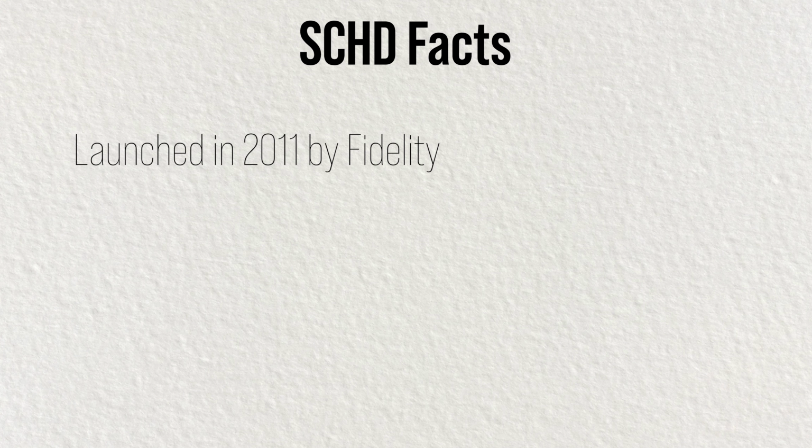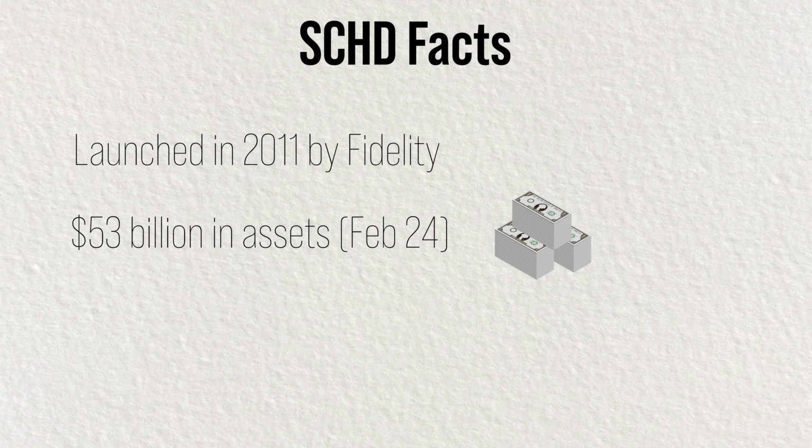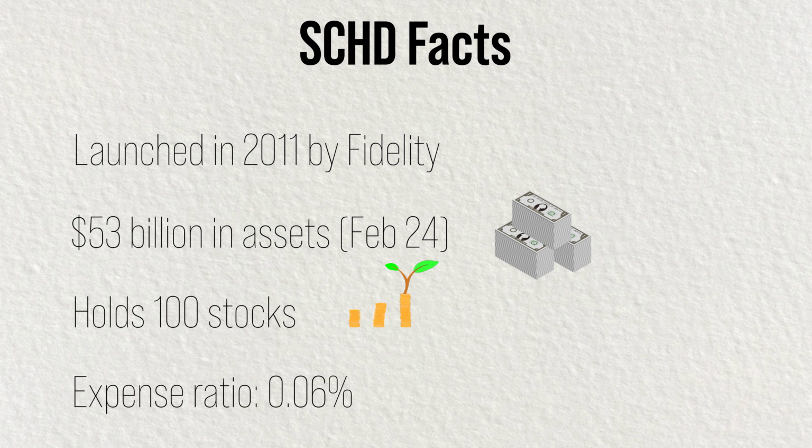Fidelity launched SCHD in 2011, which has since grown to almost 53 billion in assets. The fund holds about 100 stocks and has a low expense ratio of 0.06%. The size of a fund is a significant factor in determining the expense ratio. Typically, the larger the fund size, the lower the expense ratio can be. Also, ETF managers can engage in securities lending or short sale lending of their portfolio stocks. This allows them to earn more fees and reduce their expense ratios even more.